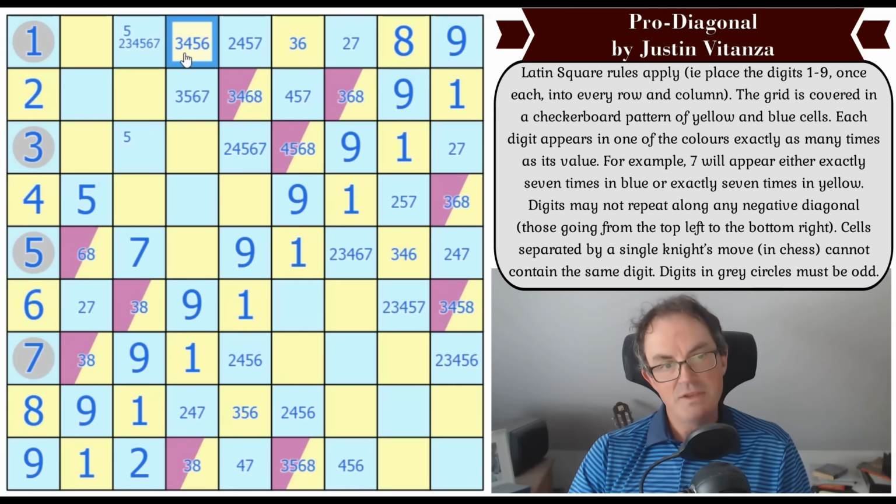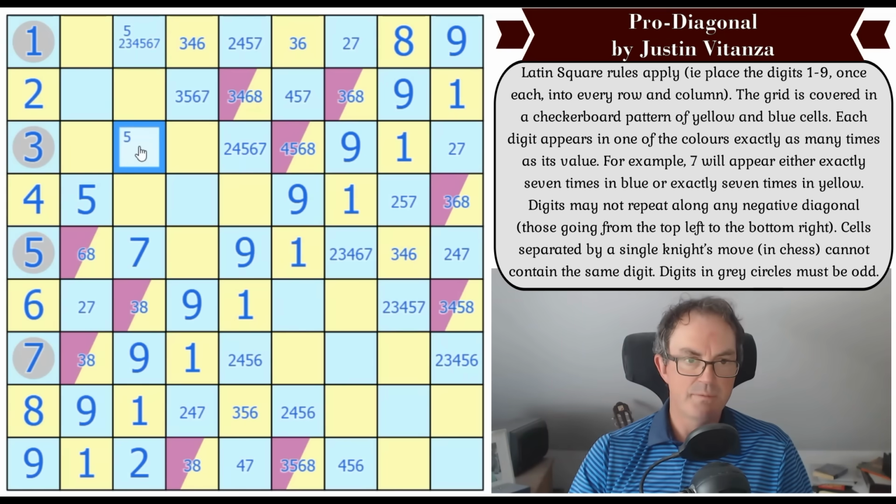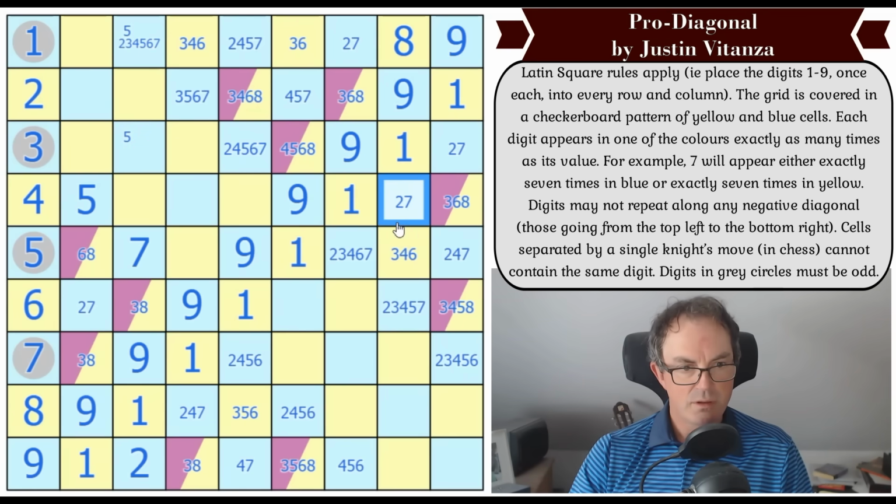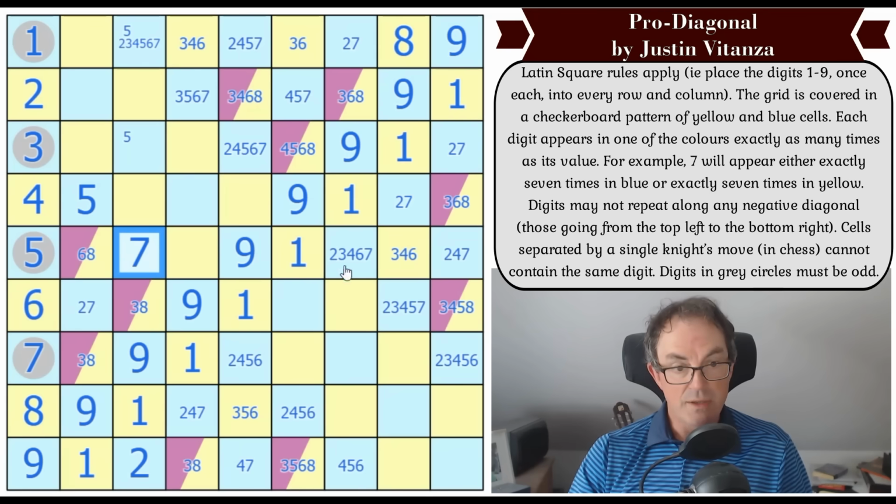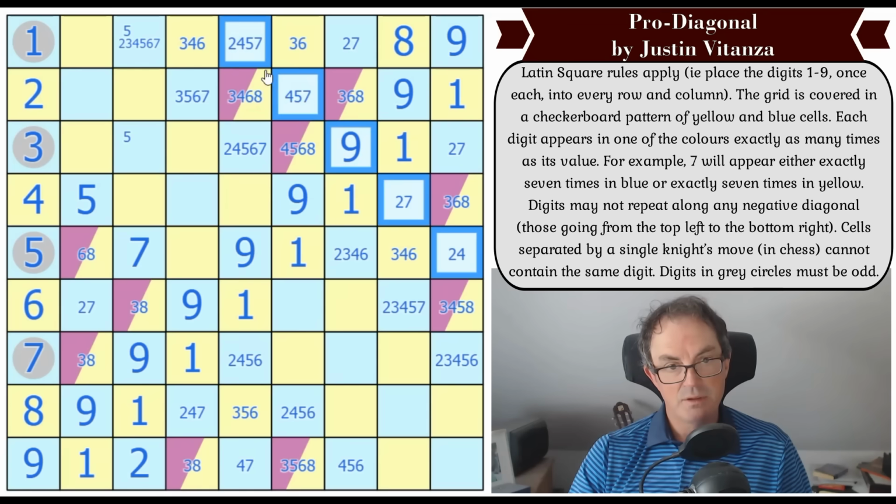5 is now in one of... This can't be a 5 now, because this cell sees that one in its row and that one by knight's move. This can't be a 5. Right, now what... this 7 is still doing more work, so let's check these diagonals now. Oh, 5 is in one of those 2 on that funny old diagonal.